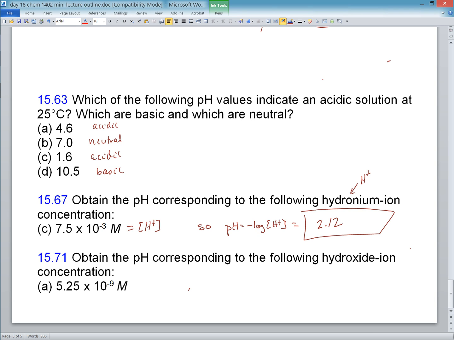How did you put the 15.67 in the calculator? I did 7.5, EXP. That's the times 10 part. 3 negative, and then just log.